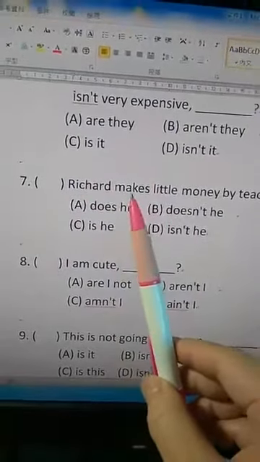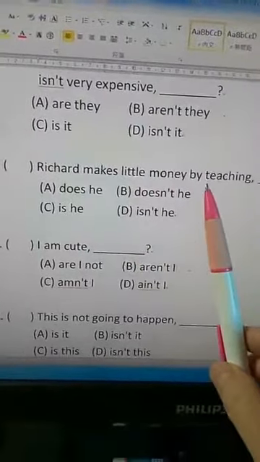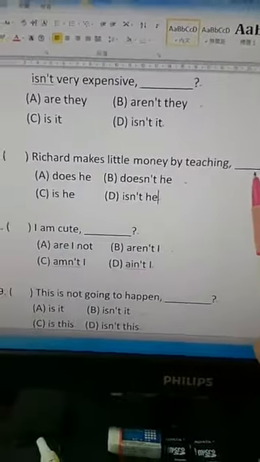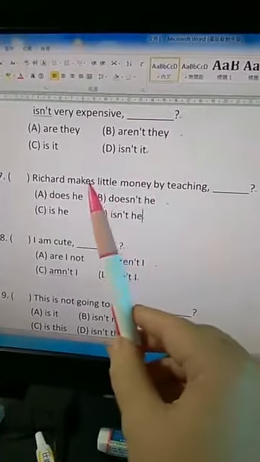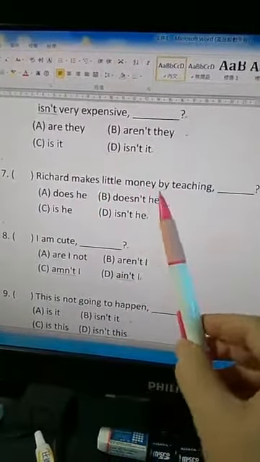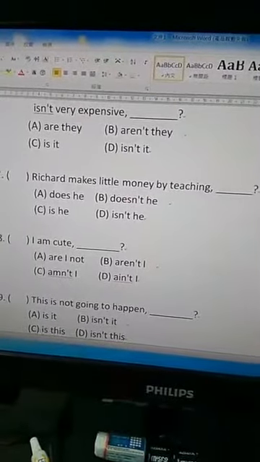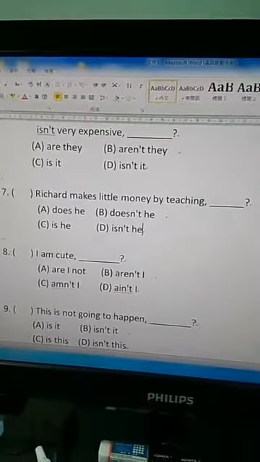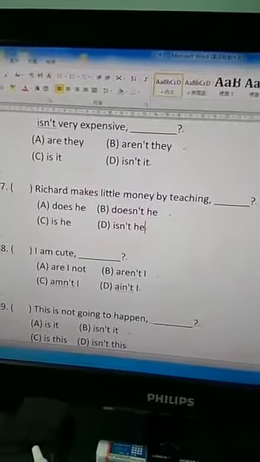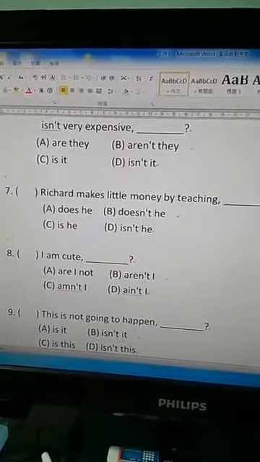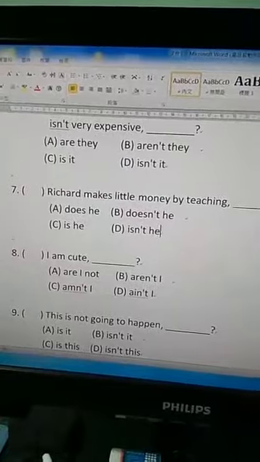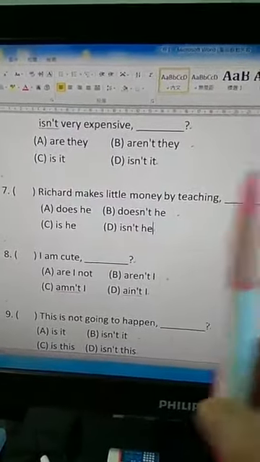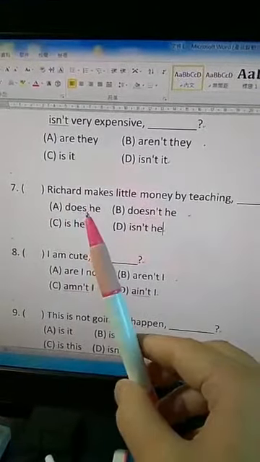Richard makes little money by teaching. Yeah, just like me. I'm Richard and I make little money by teaching. Seriously, that is true. I'm so poor right now. So if you are rich, please donate some money to me, okay? I really need money. I want to earn more money.